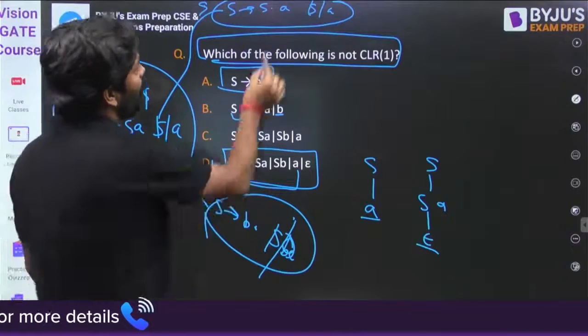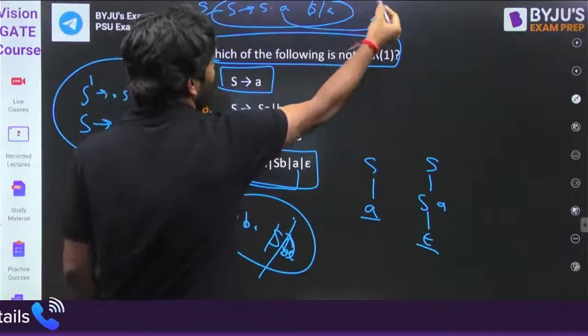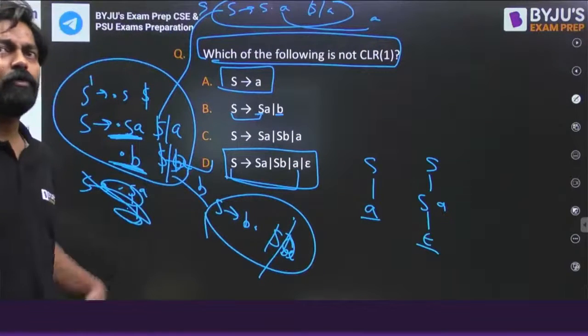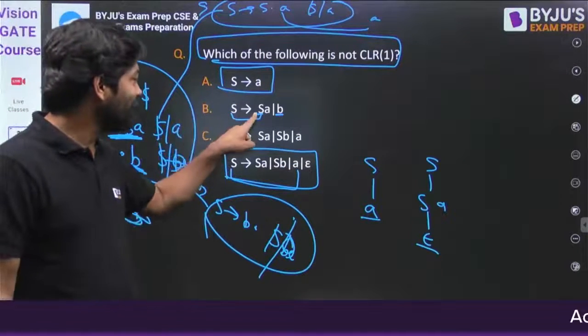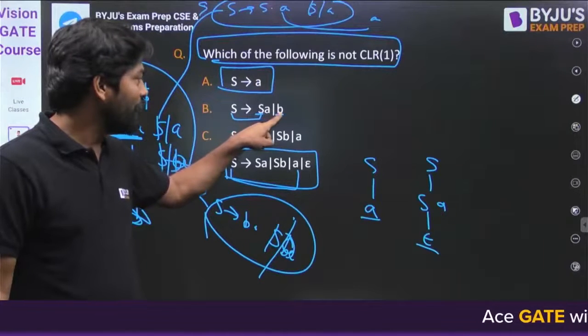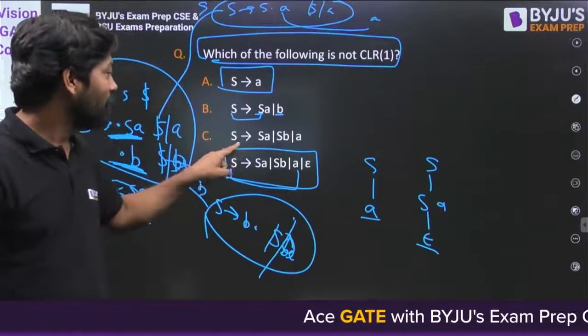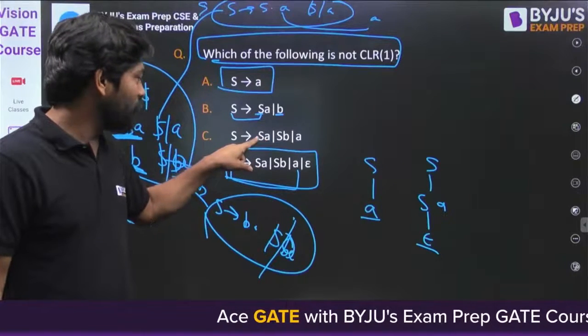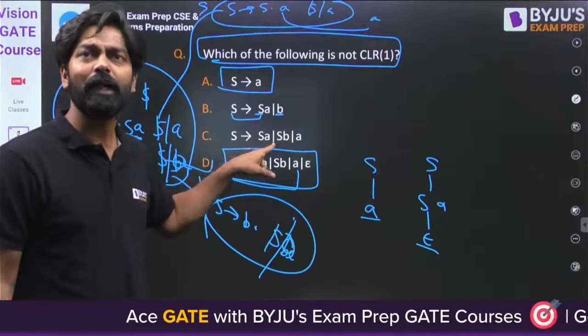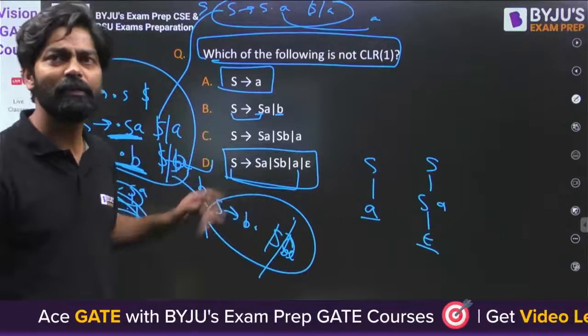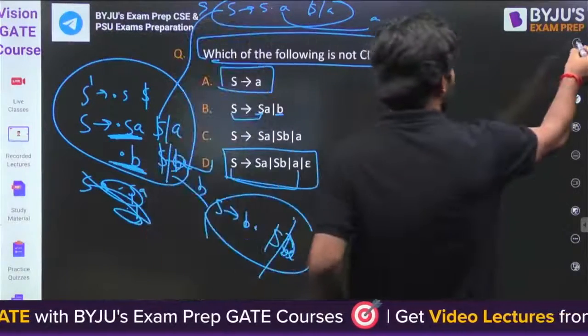No problem. Now the input is A only. There is no problem at all. No need to solve. This is a state item, shifting on B. This one also, if you see clearly, has no problem. This is also CLR1. They are asking about "not CLR1". The answer is D. It is ambiguous.